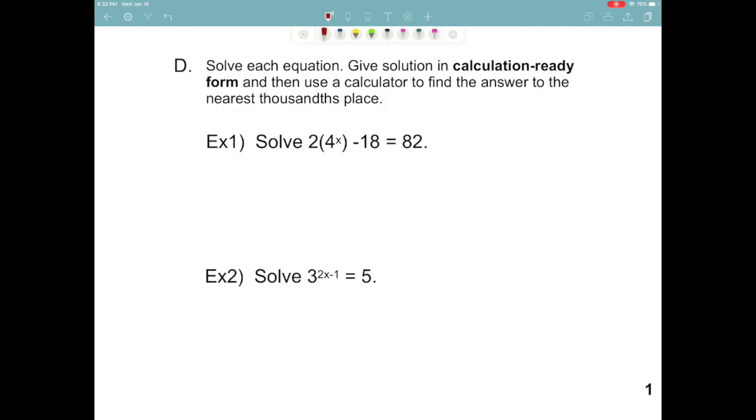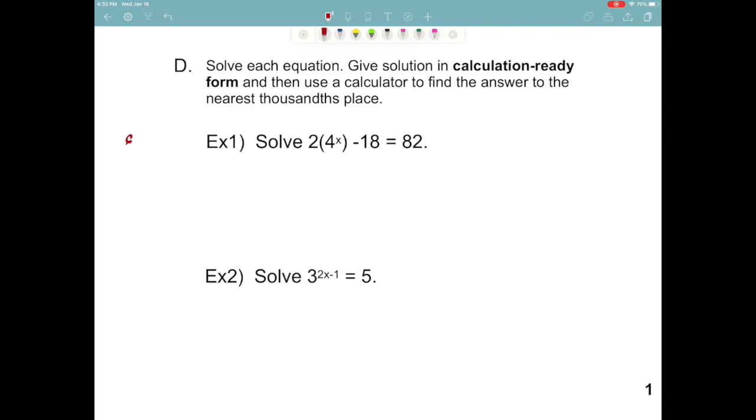So the first ones we're going to look at, the directions state, solve each equation. Give solution in calculation ready form and then use a calculator to find the answer to the nearest thousandths place. So the first one here, example 1, solve 2 times 4 to the power of x minus 18 equals 82.